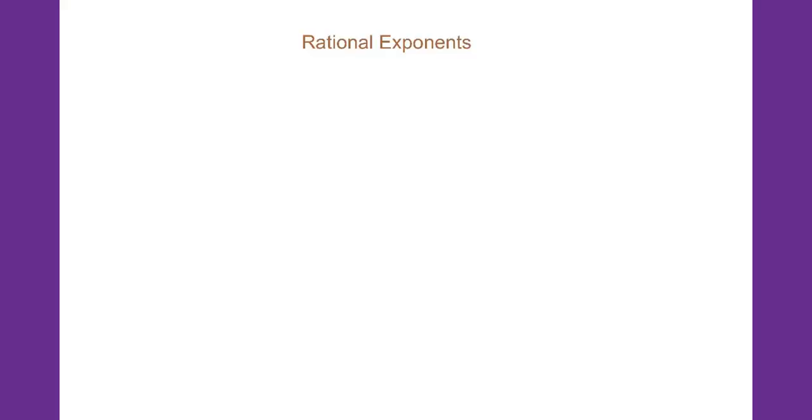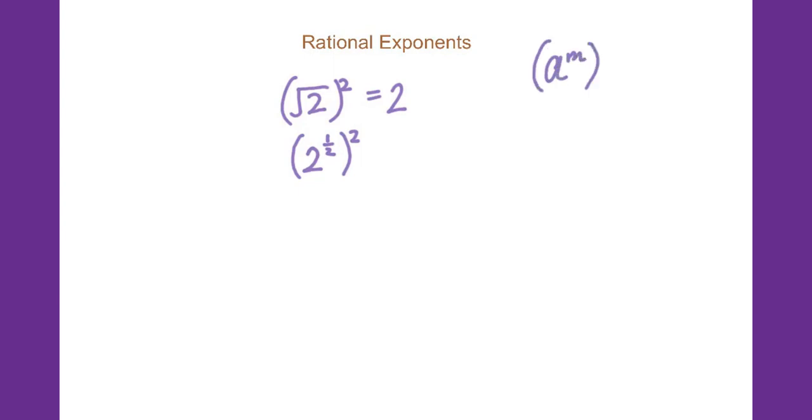Today's lesson is about rational exponents. Let's think about this one. If I have the square root of 2 squared, what's your answer? So you get 2. And I want to do 2 to the 1/2 power, then I square. We already learned this power of a power rule.